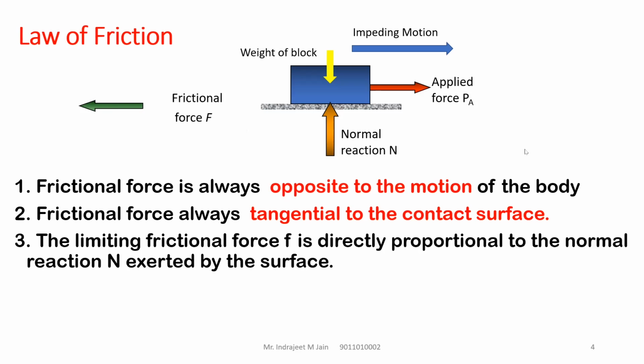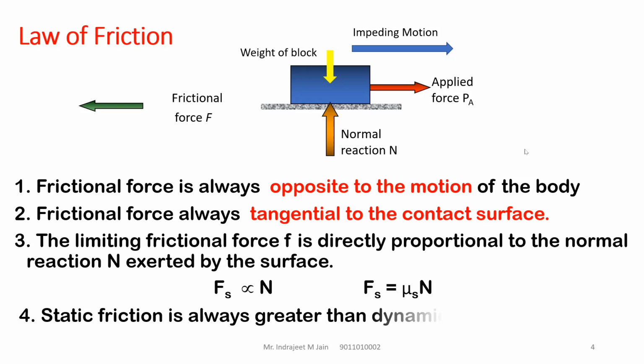Third one, the limiting frictional force is directly proportional to the normal reaction exerted by the surface. F is directly proportional to the normal reaction. So when we equate this, F is equal to the coefficient of static friction times the normal reaction. Static friction is always greater than dynamic friction. If the body is at rest, the frictional force acting on the resting body is always greater than the frictional force acting on the moving body.